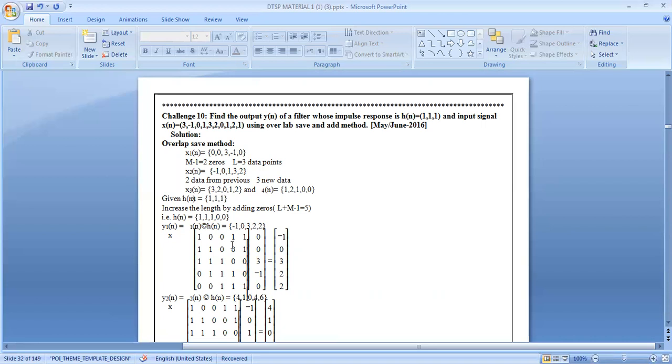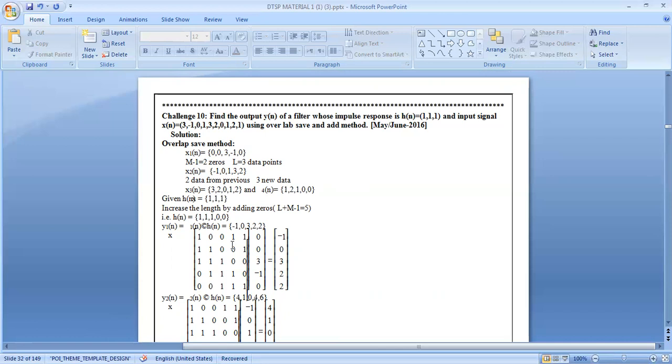What is x2 of n? The next data points: this is minus 1 0 1 3 2, two data from the previous block and 3 new data. The next value has 2 data from the previous one, so we will be getting 3 2 0 1 2. What about the fourth one? The last group of data will be 1, 2, and the next 3 data will be 1 0 0.